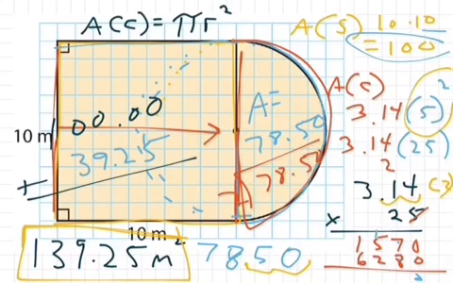So a little bit trickier with the circle and the half circle, but it's something you're going to need to know. And just remember, breaking up the shapes when you have composite shapes makes it a lot easier, and then your formulas for all of your different shapes.